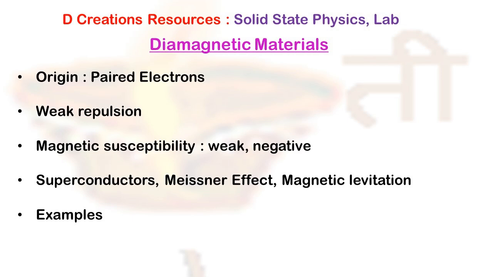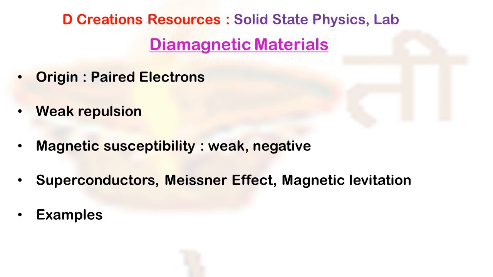So, on the basis of magnetic behavior of materials, they can be classified into five major groups: diamagnetic, paramagnetic, ferromagnetic, ferrimagnetic, and antiferromagnetic. Let's begin by talking about diamagnetic materials.